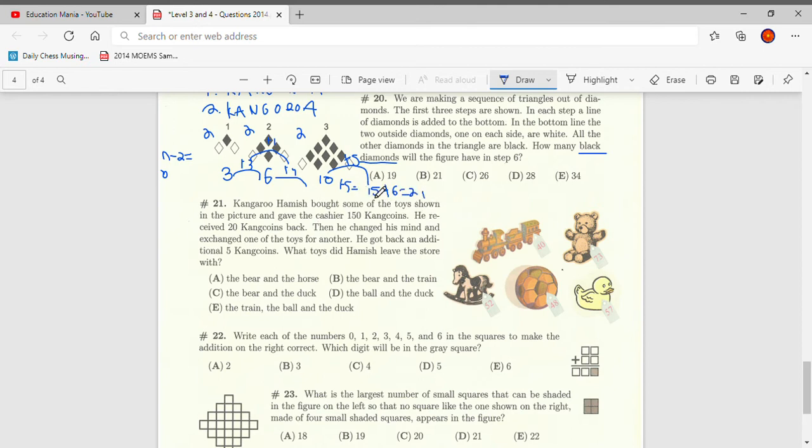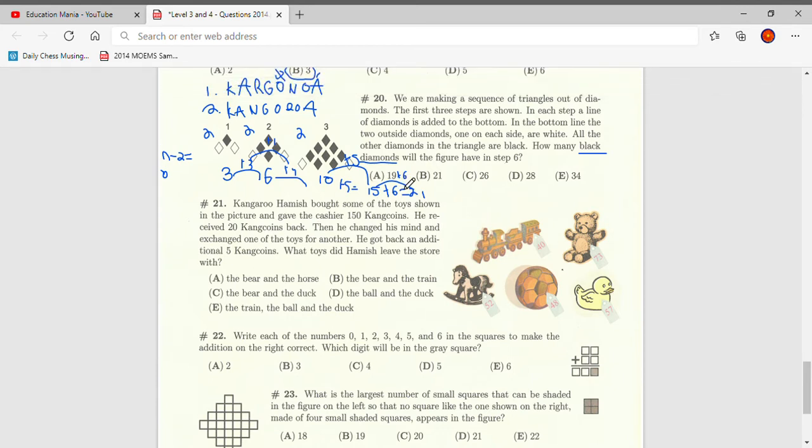Plus 6, and 1 more than plus 6 would be 7. So in the 6th step, there would be 28 diamonds. So n equals 28. 28 minus 2 equals 26, which is the number of black diamonds. So the answer for number 20 is C.